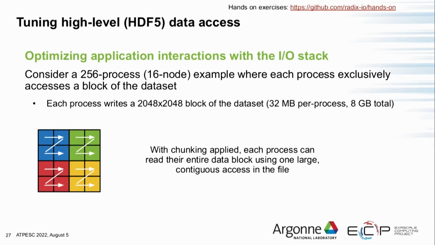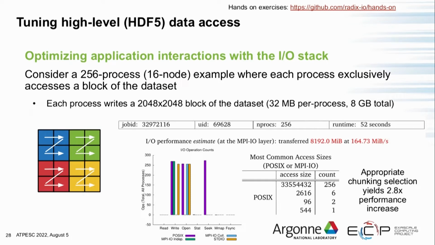If instead we apply chunking so that all of the blue process's data is stored contiguously first, and all of the green process's and so on and so forth, then you can read all this data in one contiguous chunk and not have to worry about this small and non-contiguous I/O. Looking at the Darshan results here, just by applying chunking that matches our access pattern, we can bring our runtime down to 52 seconds and get our bandwidth up to 160 megabytes per second. So we see almost a 3x performance increase just from enabling chunking along the lines of our expected access patterns.